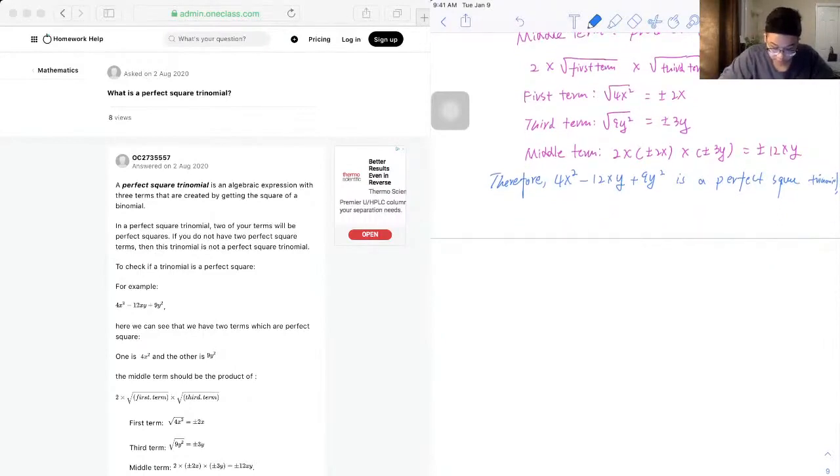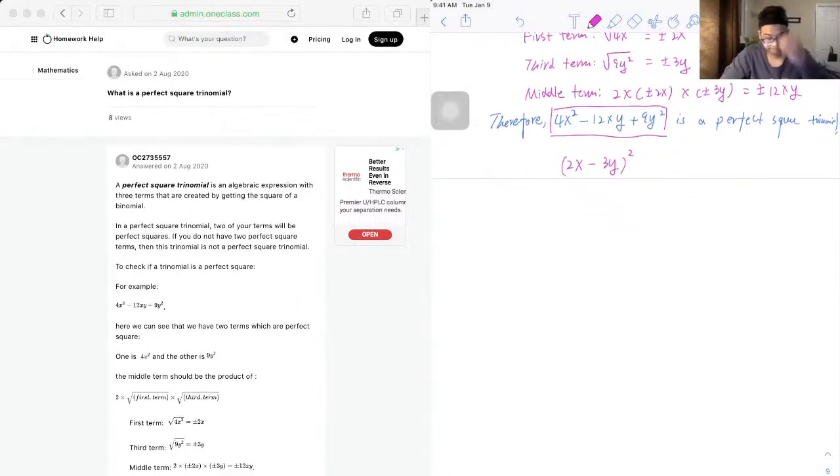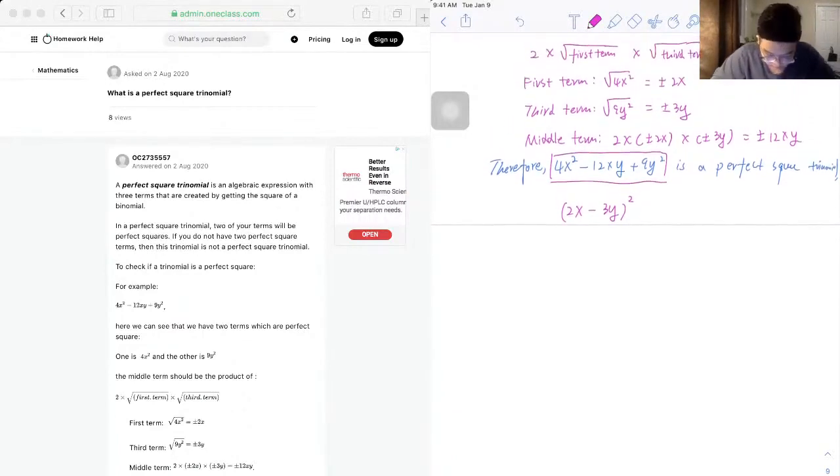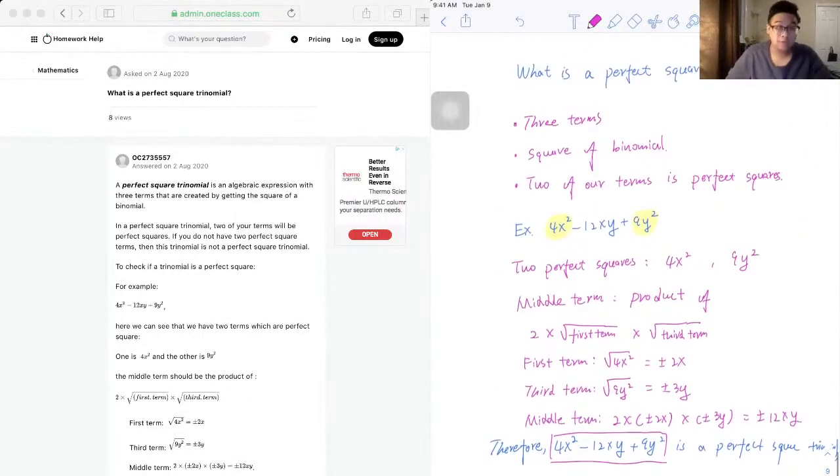And I just want to add a little bit more. This perfect square trinomial can also be written as 2x minus 3y, squared. All right, so I think that's all we have for this question.